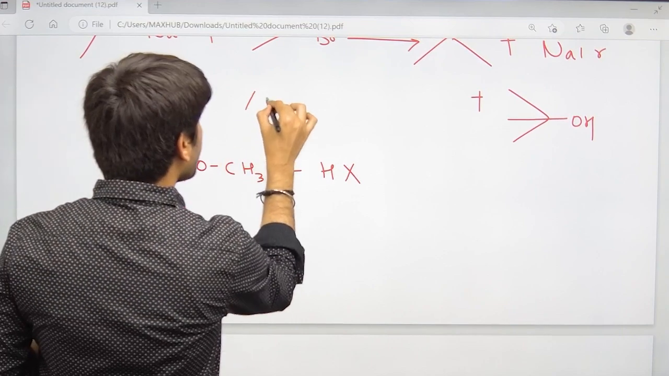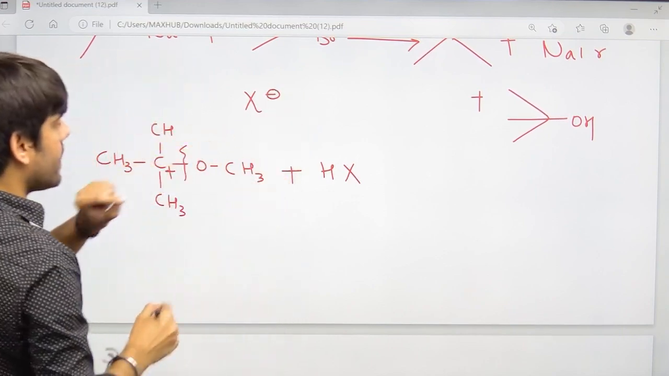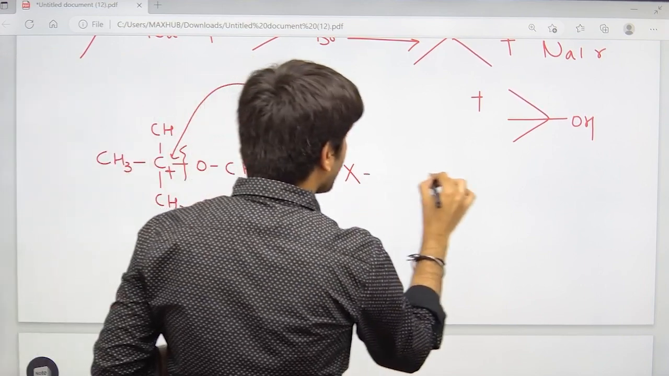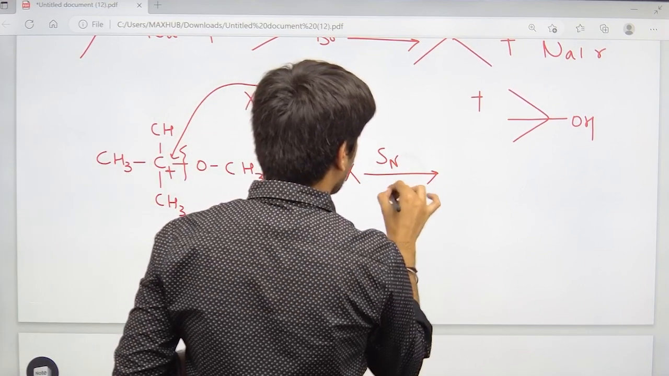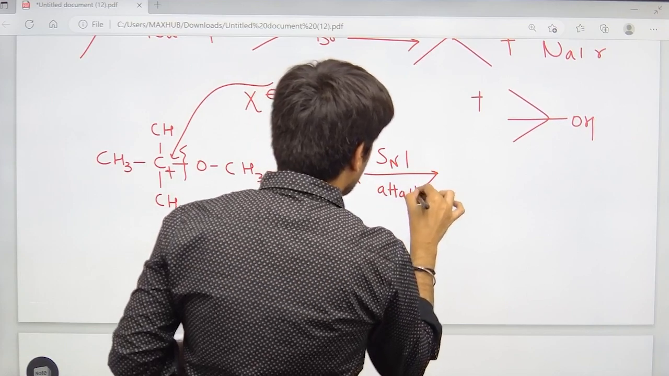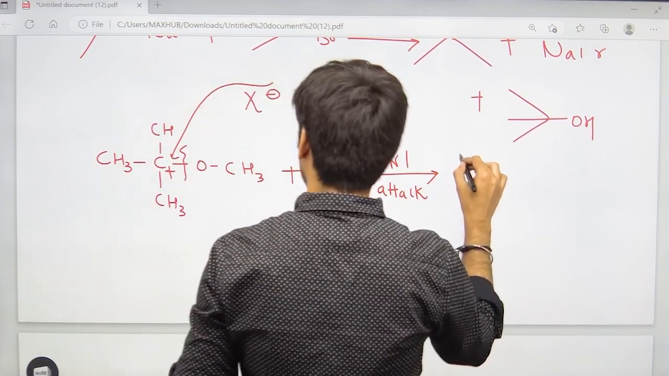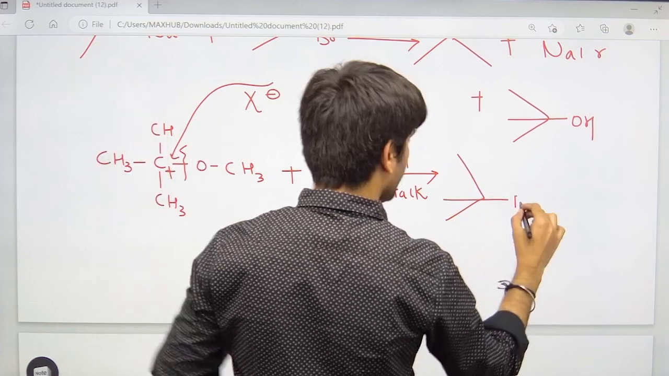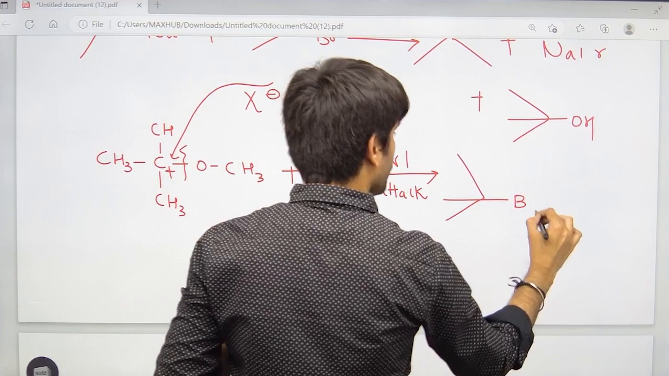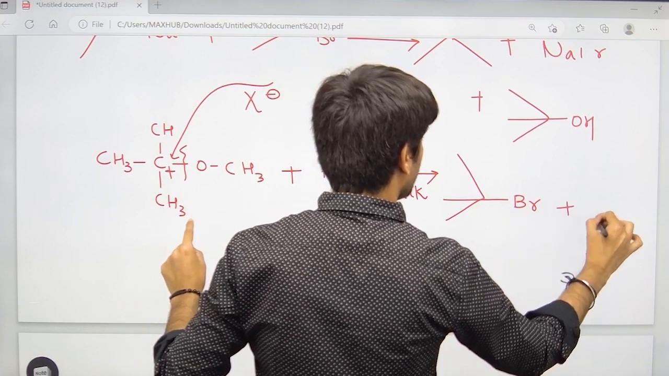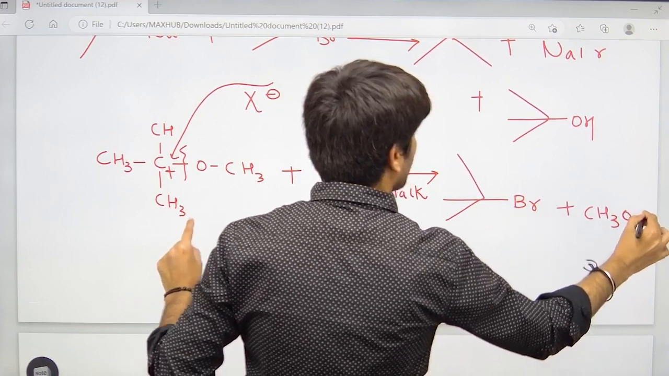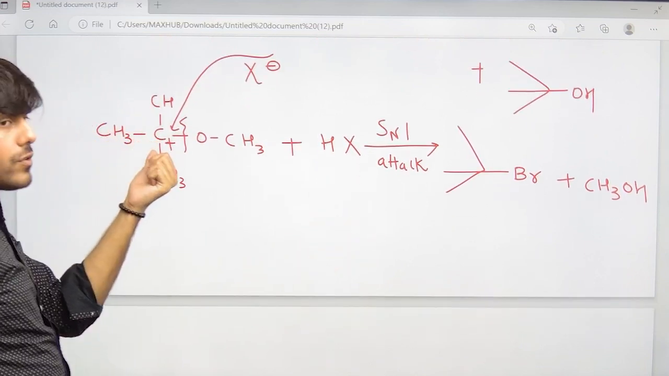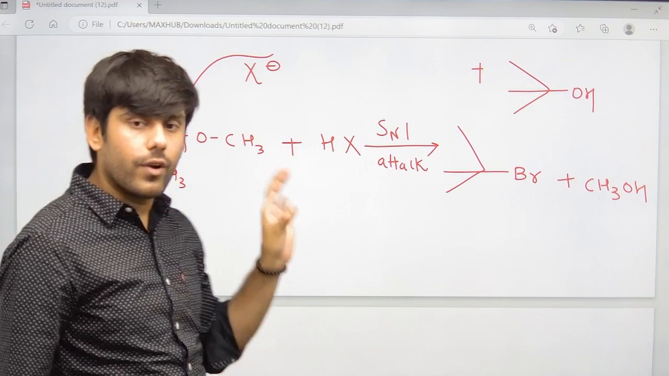So this X negative will undergo SN1 attack, and it will attack on this carbon, right? So SN1 attack is favored over here. And what is the answer? The answer is a 3 degree alkyl halide, but since it is HBr, plus you will get methanol.